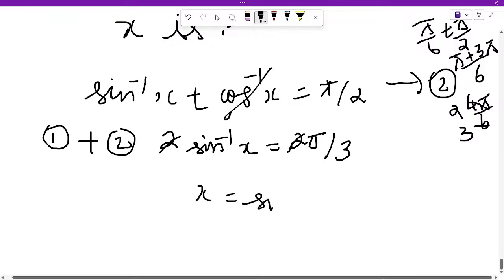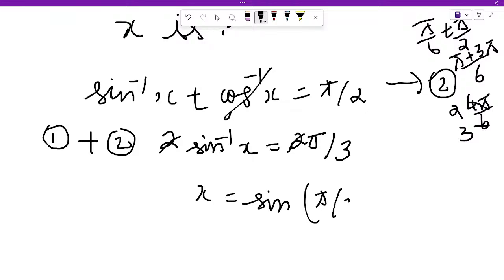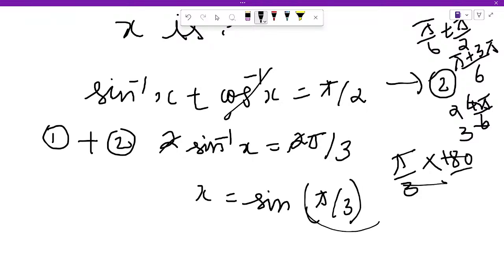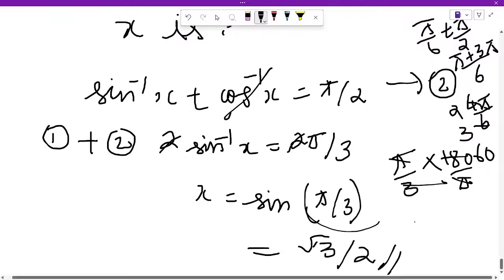So what is x? If we take sine to the other side, we'll get sine pi by 3. What is pi by 3? If you forgot about the angle, we can convert to degrees like this: pi by 3 into 180 by pi. So cancel this. We'll get angle 60. So what is sine 60? Root 3 by 2. That's the answer. Okay.